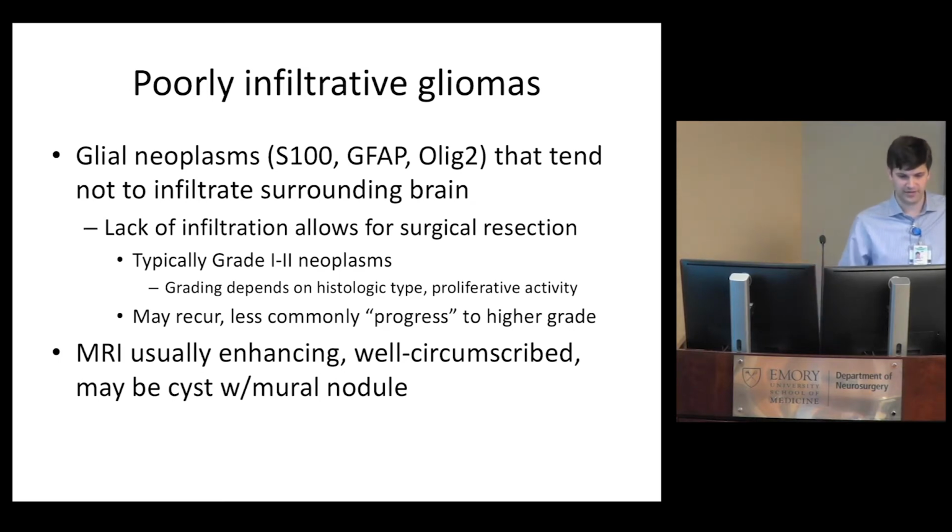Now, unfortunately, as you guys are familiar with, in many cases, these things may occur in a location where you can't cut the whole thing out, in which case we'll usually be radiating it and watching it over time. So these are glial neoplasms again, so they show S100 and GFAP and OLIG2 expression, and they're typically WHO grade 1 or grade 2 tumors. And the grading depends upon the histologic type and the evidence of proliferative activity within them. And they typically don't progress to higher grade. There are diagnostic categories that address that possibility, but they don't typically progress.